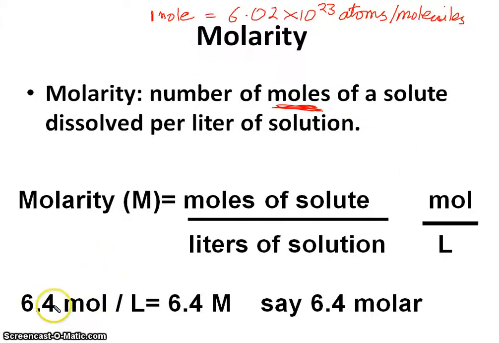So for example, if we had 6.4 moles in 1 liter, we'd say it was 6.4 M. Well, that's what we'd write. And we'd say 6.4 molar.